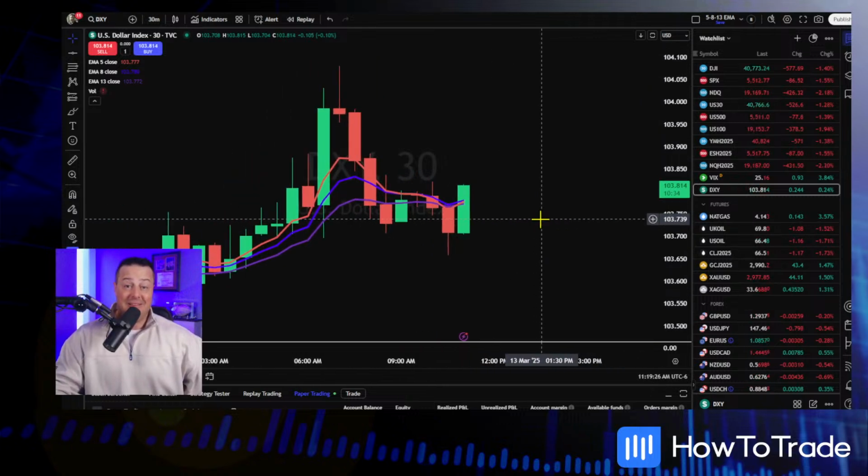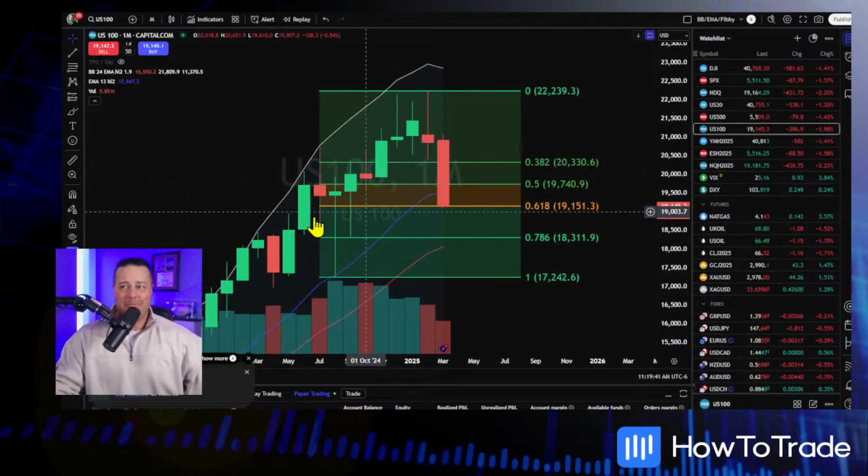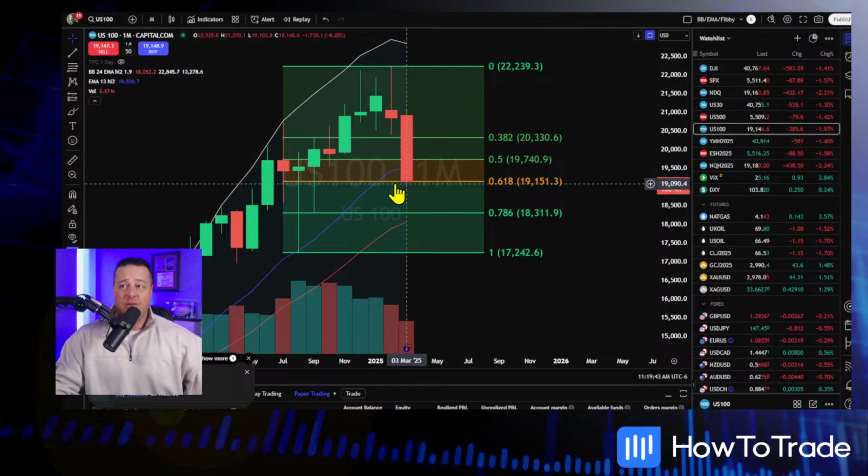Things are messy right now. So tariffs, wars. Right now, they have an agreement in principle. They're sort of dotting the I's and crossing the T's on a potential ceasefire. That's fantastic. The markets don't like it. Take a look at this. US 100.